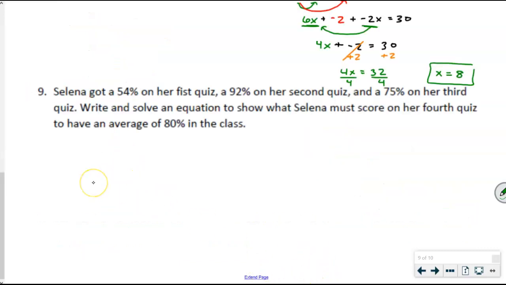Let's take a look at number 9. We've had problems like this before. Remind me, how do we find an average? How do we find an average? Marley. Exactly. Add up all the numbers, divide it by how many numbers there are.